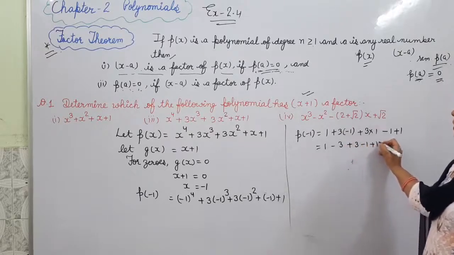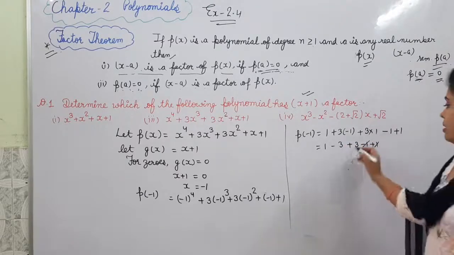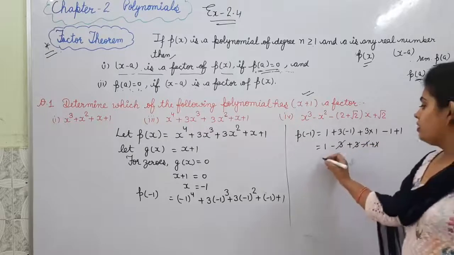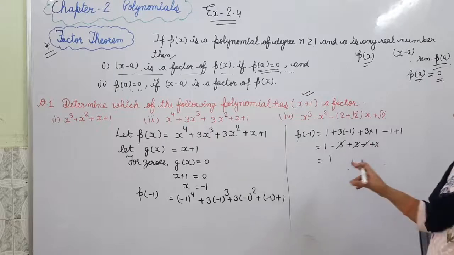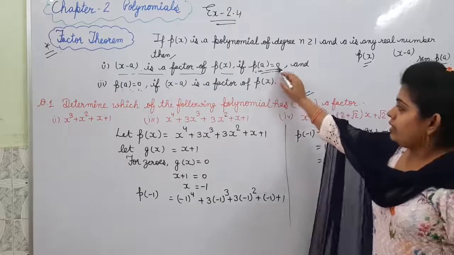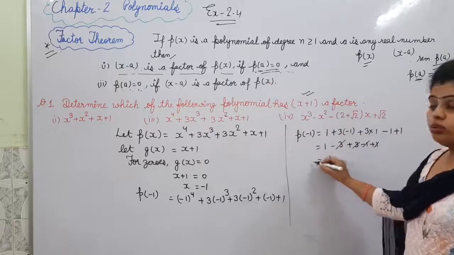Plus 1 minus 1 will cancel each other. Plus 3 minus 3 will cancel each other. What is left here? 1. So dear students, this P of A is not equal to 0. यहाँ हमें 0 तो नहीं मिल रहा.